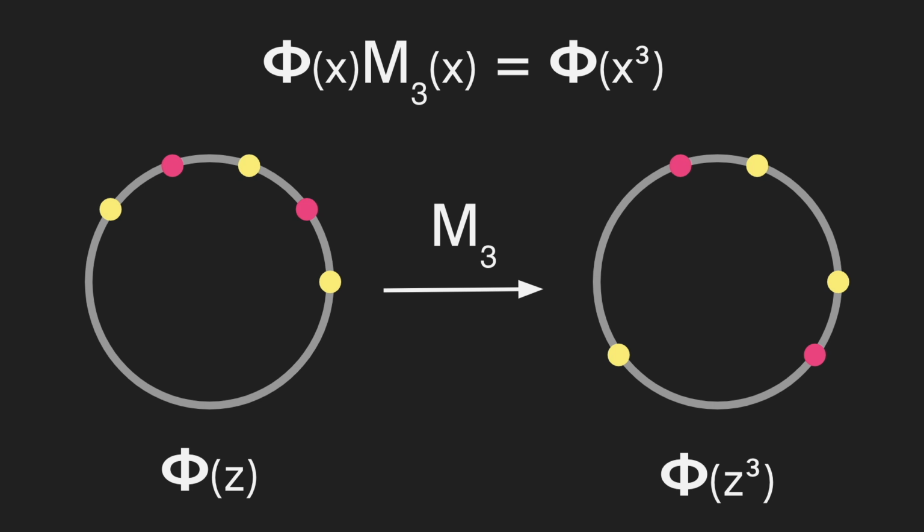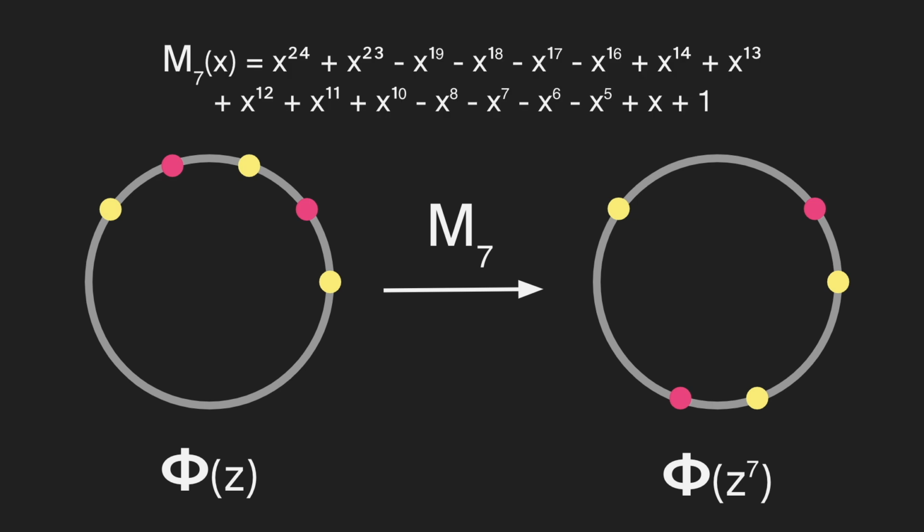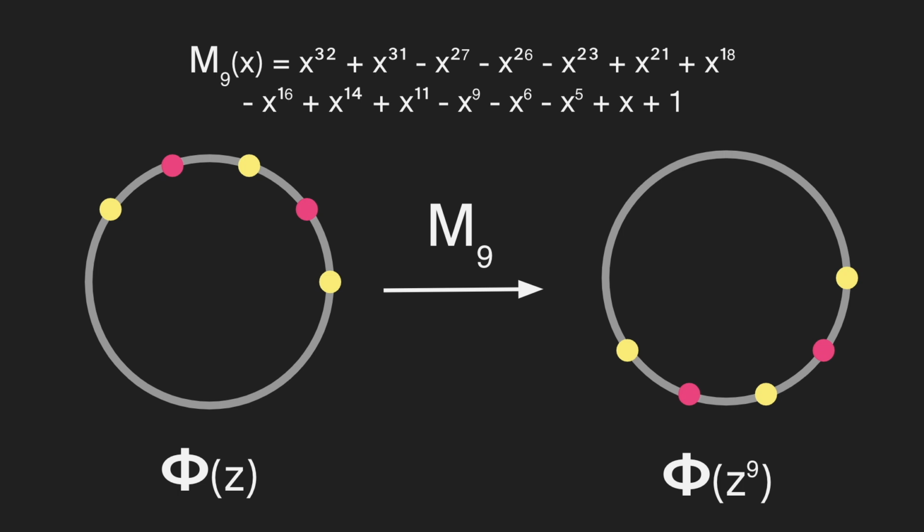And the reason we write it this way is because this is not the only modifier. We could do the same process with z to the 7. So here on the right, we have the set of points created by phi of z to the 7. And again, we have a modifier, m sub 7. And this polynomial is a little bit larger. There are quite a few terms. And we can repeat this process also for z to the 9. There is an m sub 9, and here we see that polynomial. But this m sub 9 has a lot of terms. It's quite complicated, but it doesn't seem that it really needs to be.